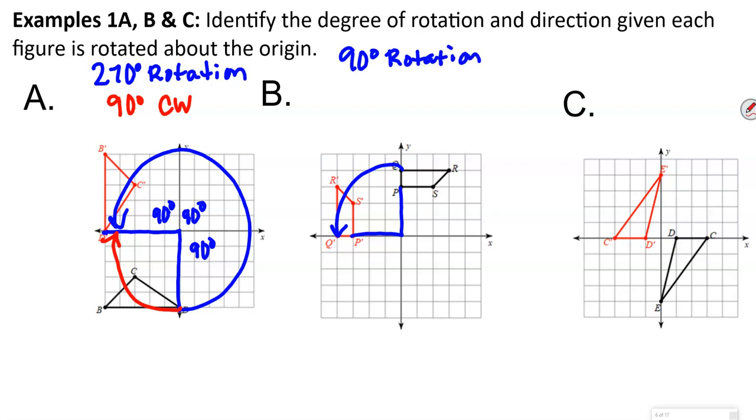And if we go the opposite direction, which is clockwise, we would be going around 3 different quadrants, right? So this one will be 270 degrees clockwise.